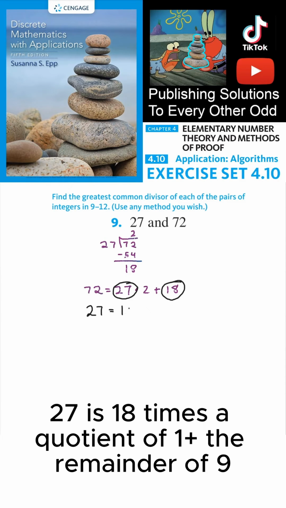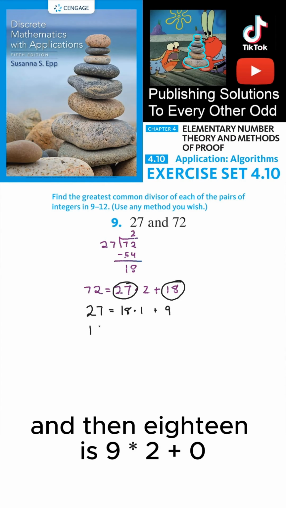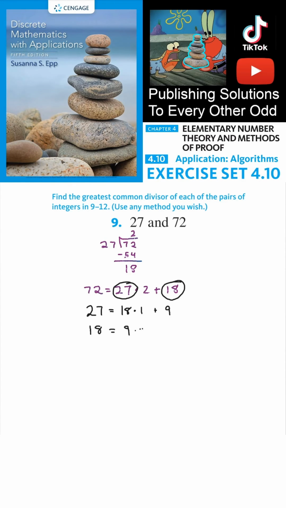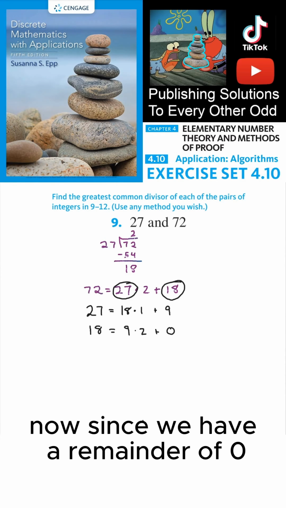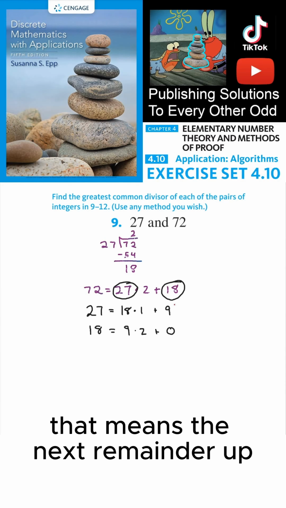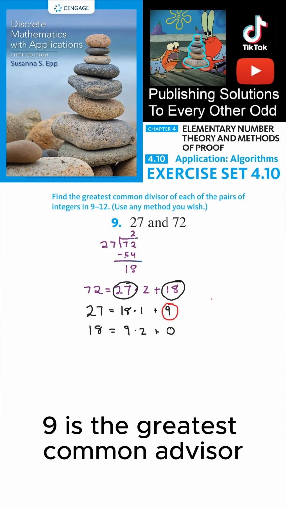27 is 18 times a quotient of 1 plus a remainder of 9. And then 18 is 9 times 2 plus 0. Now, since we have a remainder of 0, that means the next remainder up, 9, is the greatest common divisor. So my answer is 9.